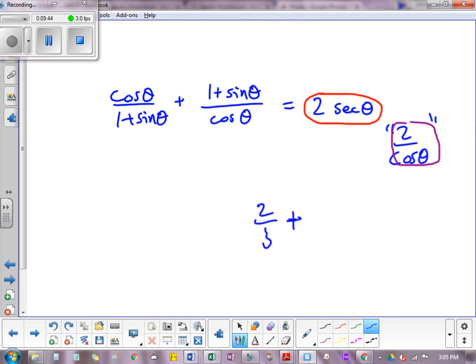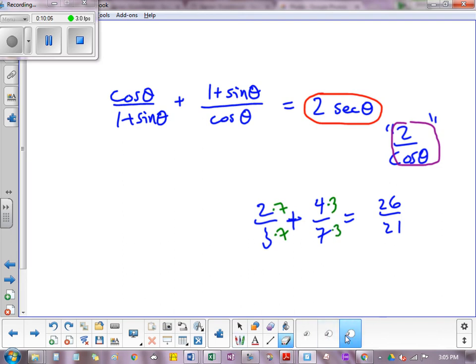Maybe the teacher tells you, prove to me that 2/3 plus 4/7 is 26 over 21. Okay, well, to prove it, to show it, you would want to do a common denominator: times this by 7, times this by 3, and then make it work. So it's very similar to that.